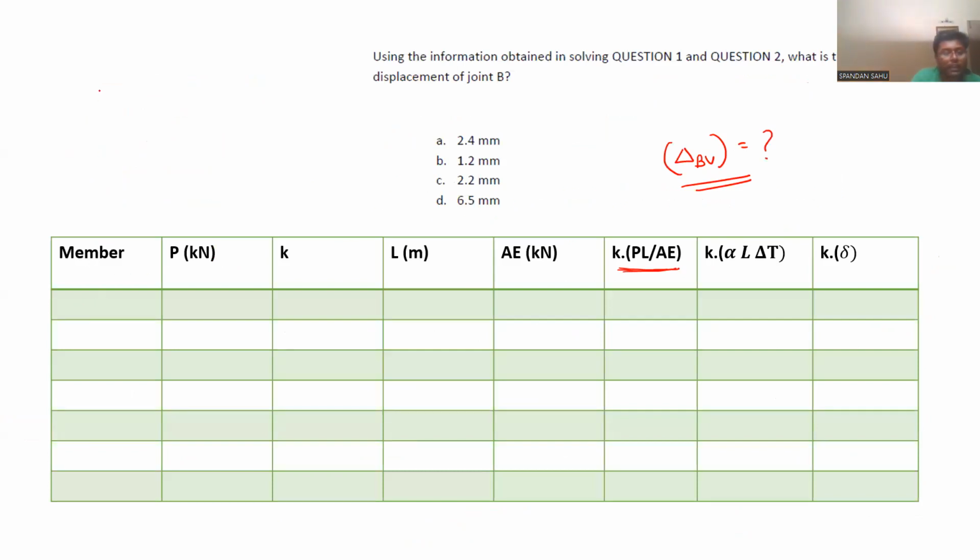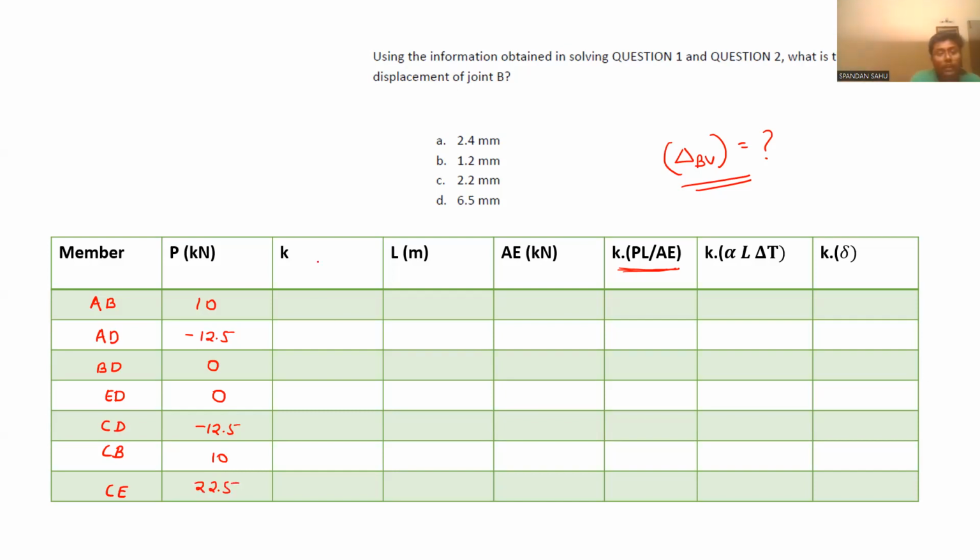Now let us fill this table. I have the data, I am filling it directly so that we will save some time. Member AB, AD, BD, ED, CD, CB, CE. You just cross verify and let me know if there is any mistake. AB is 10, minus 12.5, 0, 0, minus 12.5, 10, 22.